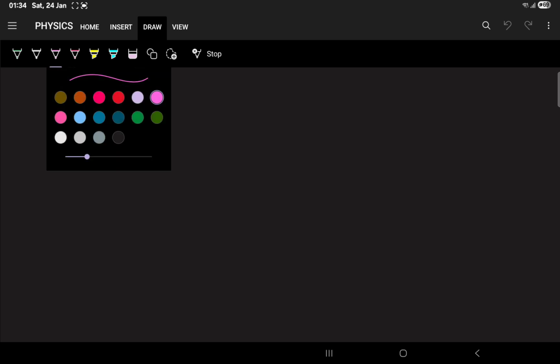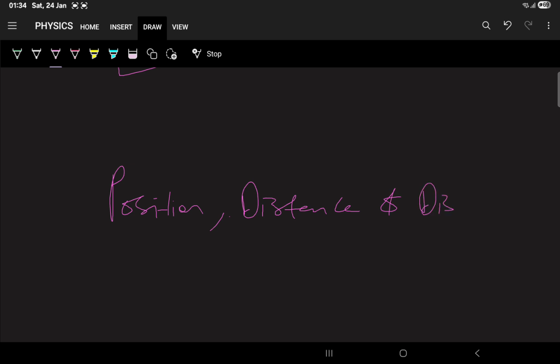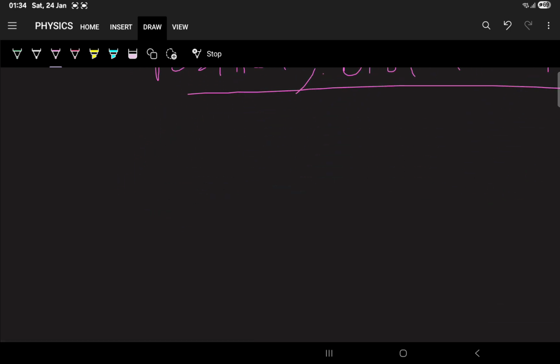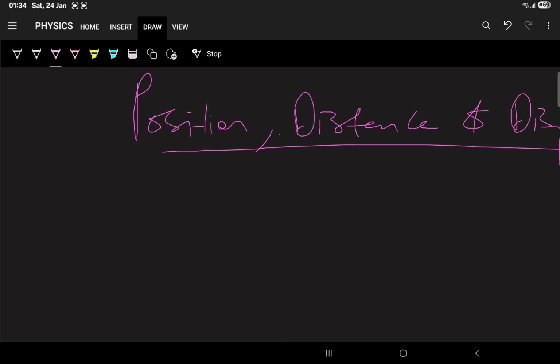Now we'll be continuing with the subtopic: position, distance, and displacement. Please do grab your pen and paper so you can take notes.